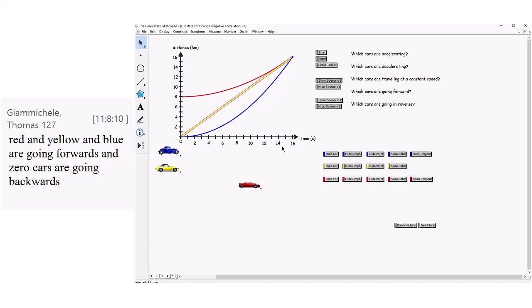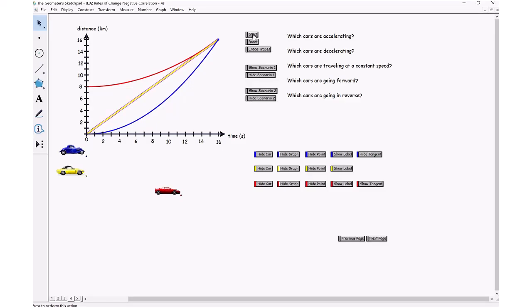Okay, so let's watch this and see. All 3 of the cars are going forward. How would I know that? Can you see that all of those curves have positive correlation? Does everyone see that? They're all going upwards. So those curves have positive correlation. That meant they were all going forward. Everyone comfortable with that? Because some of you didn't know that they were all going forward.